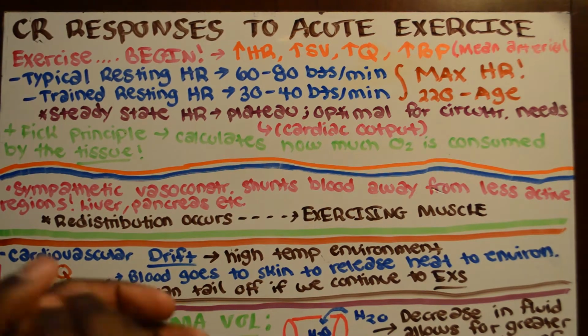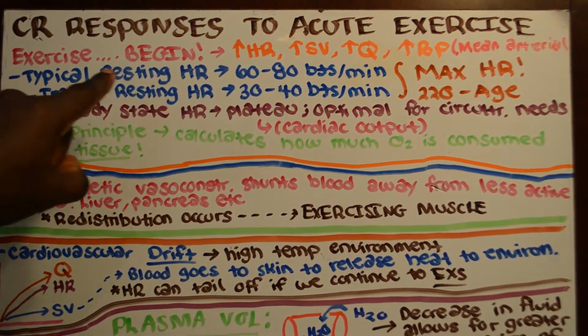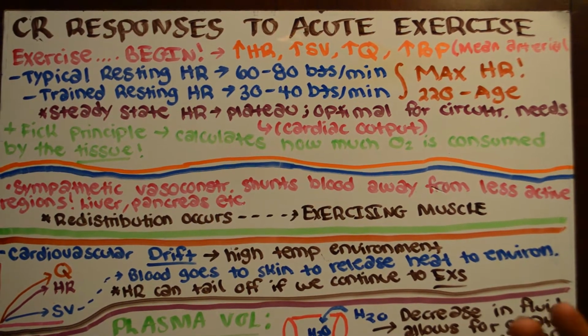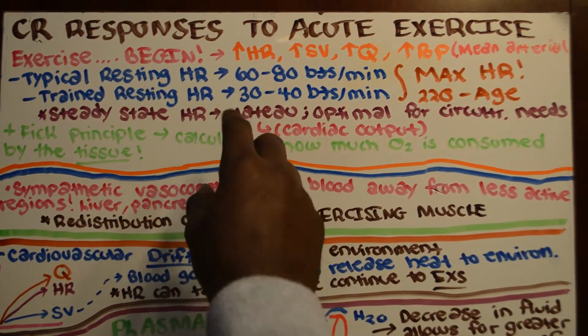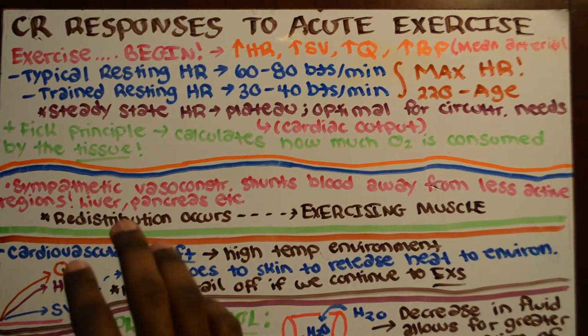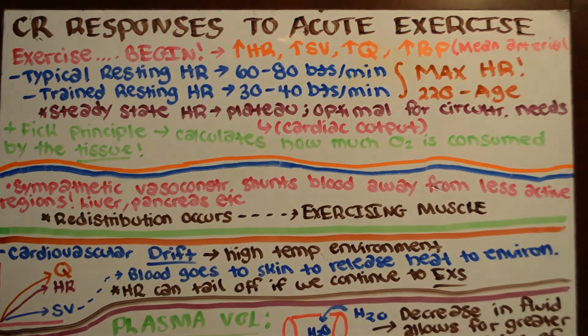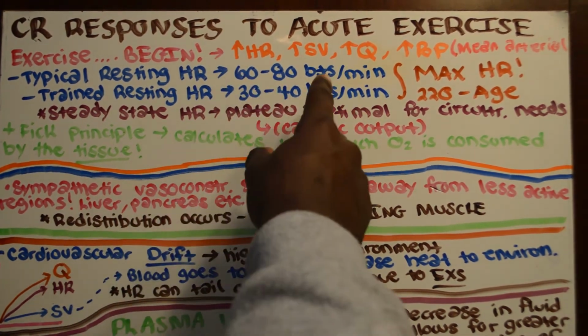So exercise, right? Exercise, begin. Okay, so once you start exercising, what are some of the things that happen? Well, one of the main things is that you have an increase in heart rate, which is expected because, as we get into later, your body needs more oxygen, and an increase in heart rate helps with this aspect. But other than an increase in heart rate, we also have an increase in stroke volume.